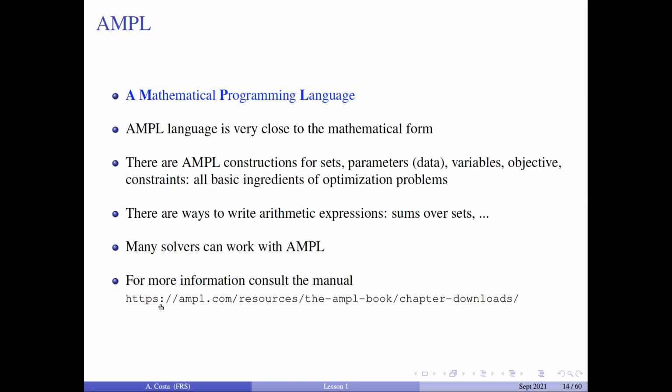If you want more info, you can go here. There is a book with all the information on AMPL. I put the link, I think, on the website of the course, right? And you can just have a look if you want to know more.